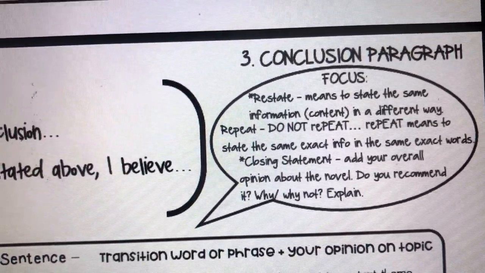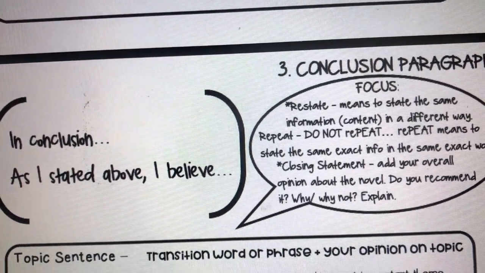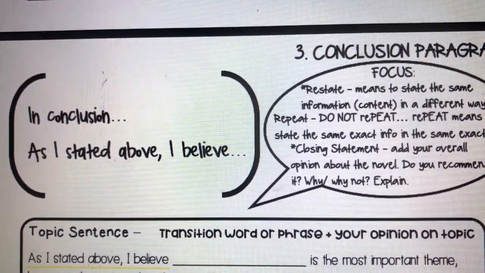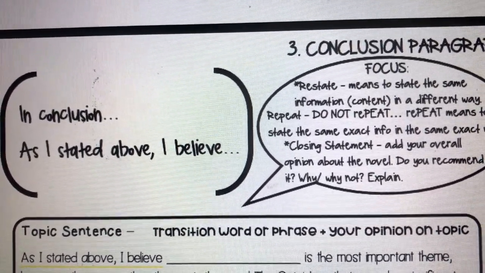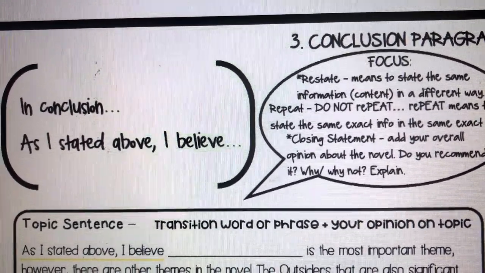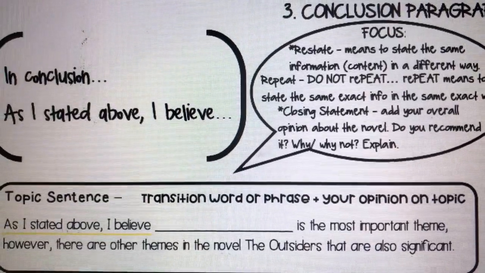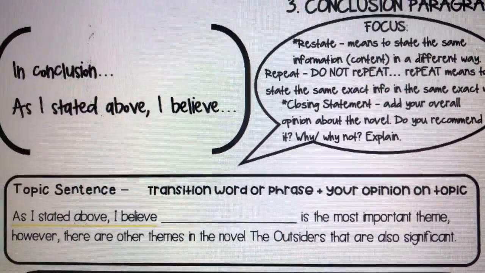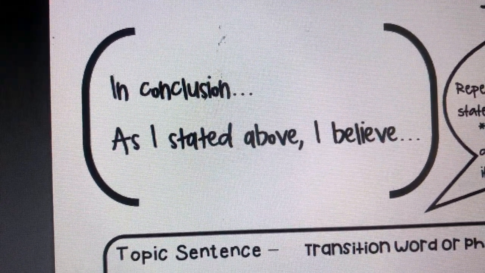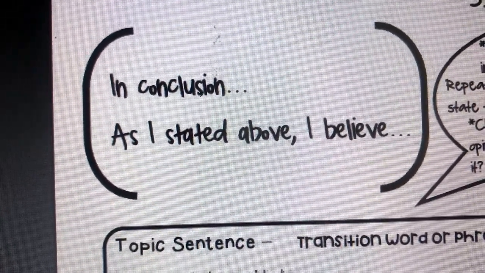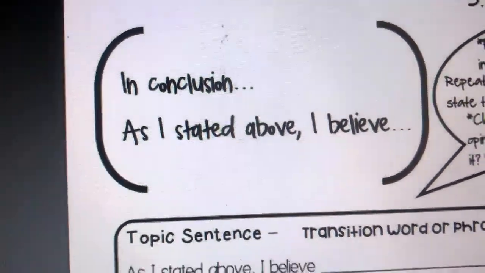If you are repeating yourself, then your reader is going to think that that's an accident, that you're not meaning to do that, and that it's not very organized. If you restate information, then you are going to sound much more knowledgeable, and you are meaning to do that. That is supposed to happen. And then, of course, your closing statement for your focus: add your overall opinion about the novel. Do you recommend it? Why or why not? And then explain. And then your key phrases that you're going to work into this paragraph are in conclusion, and as I stated above, I believe. So those are the key phrases that you want to make sure that you include.